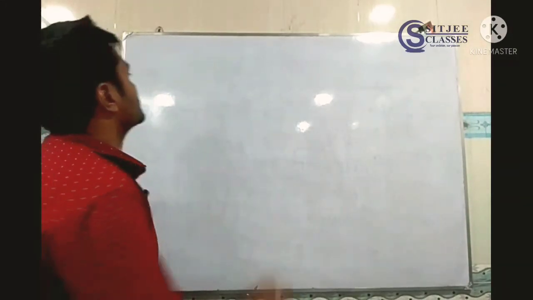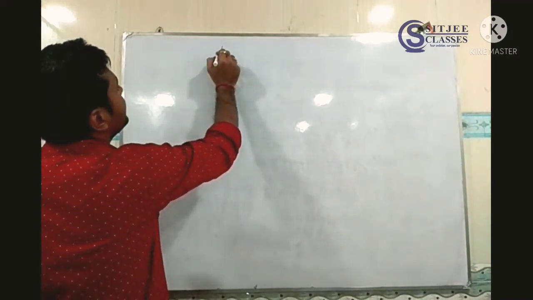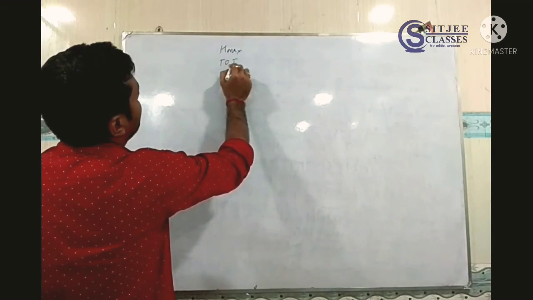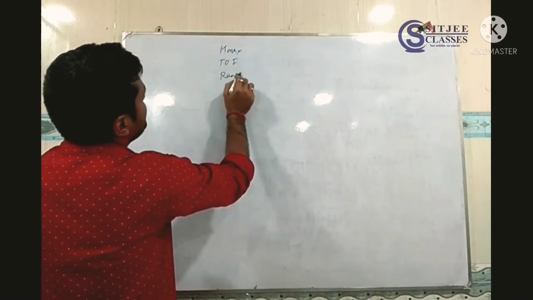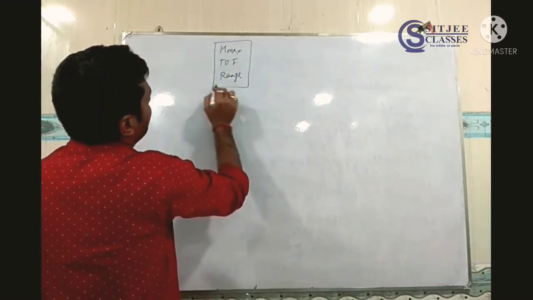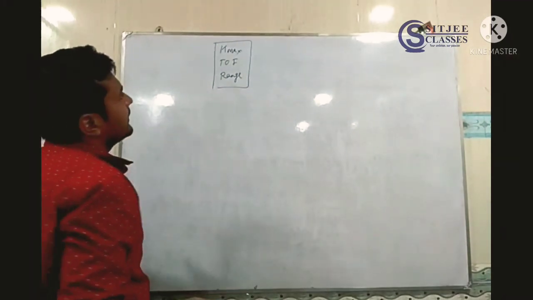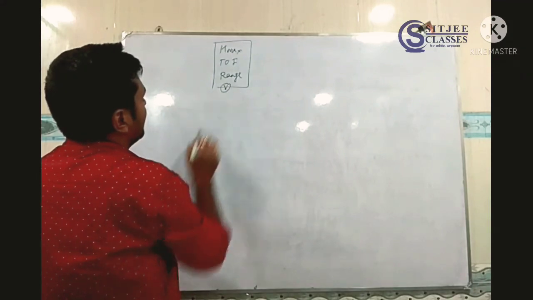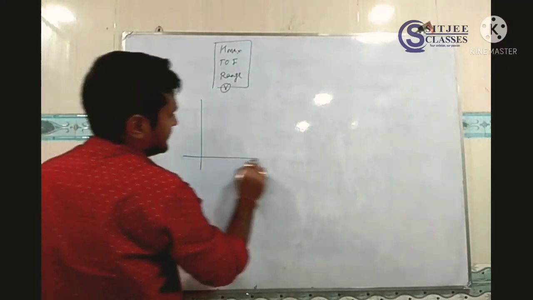Next, we completed H max, we completed TOF, we completed range. These three things are over. What is left? You can check from the beginning. Okay, so general velocity V. How do we have to calculate this general velocity?